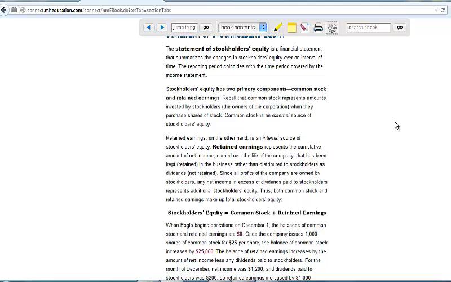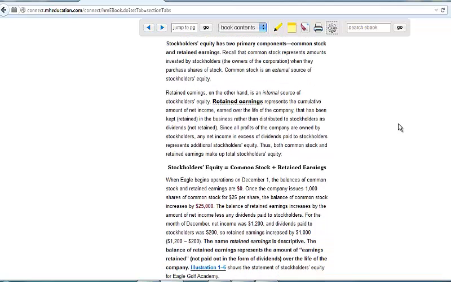Stockholders' equity has two primary components. You've got common stock and you've got retained earnings. Remember, common stock is the amounts invested by your stockholders, the owners of your company. Retained earnings is an internal source of equity. It represents the cumulative amount of net income earned over the life of the company that has been kept or retained in the business rather than distributed to stockholders as a dividend.